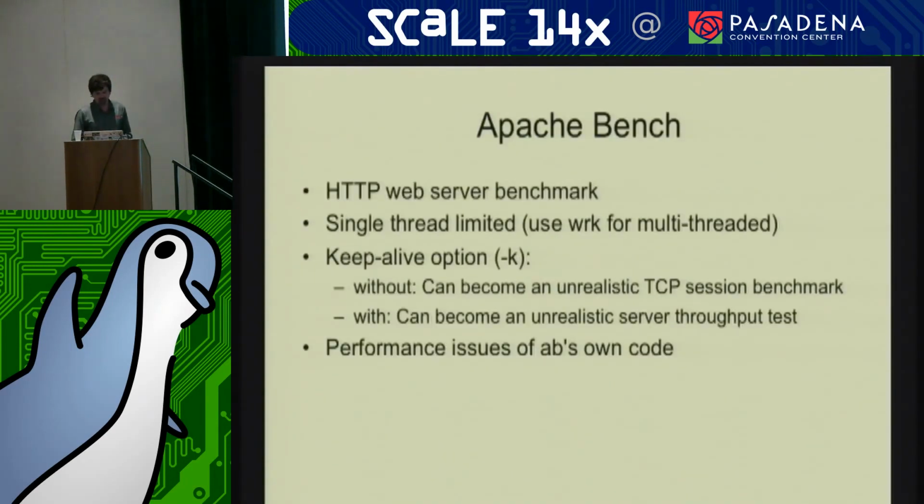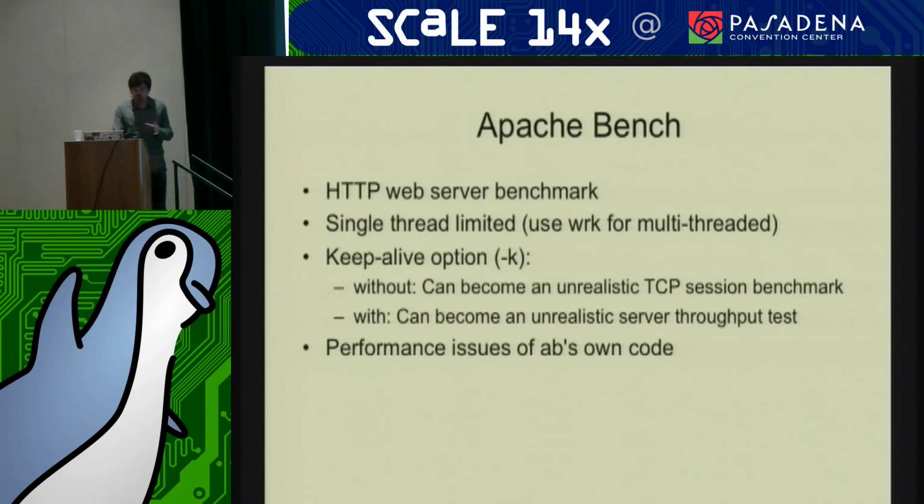Another common one is Apache Bench. It's single thread limited. Many times I see a result, but you're actually limited by Apache Bench being single threaded, which is why people use wrk. There are some problems with ab's code, but there is another problem, and it's not so much ab's fault: whether you use Keep-Alive or not.